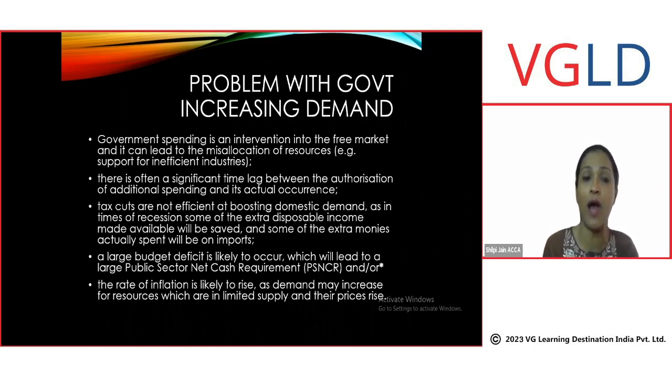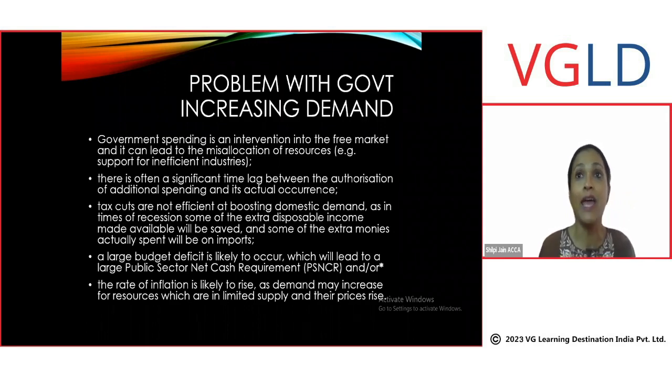Why? Because at the time of recession, whatever extra disposable income people have, what are they going to do with it? They are obviously going to save it, and some of the extra money actually spent will be on imports instead. And a large budget deficit is likely to occur. Why? Because what is happening now? More and more imports are happening. However, it is not getting balanced by a sufficient amount of exports happening in the economy as well.